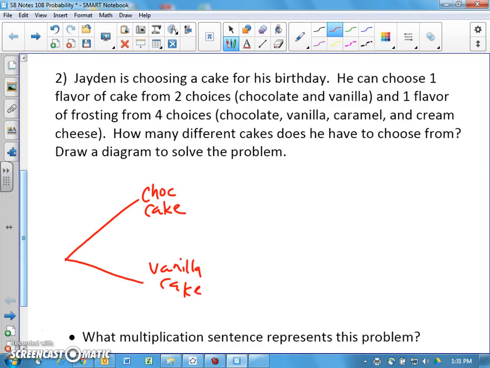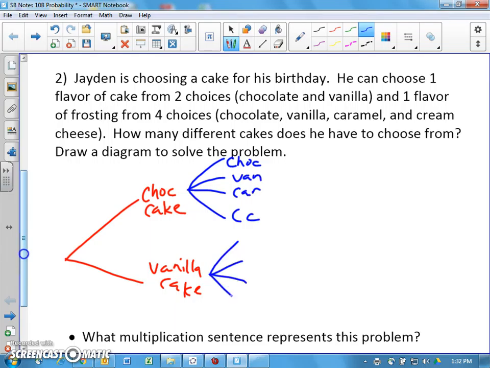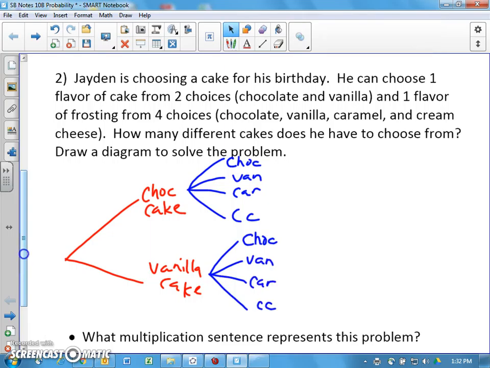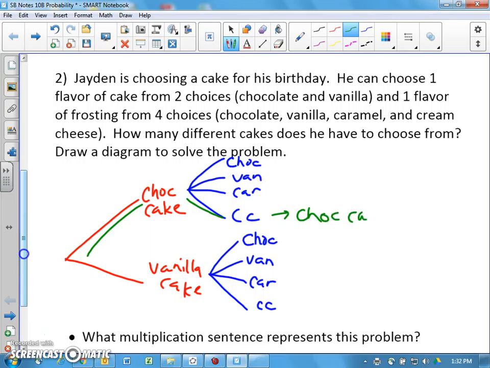Depending on which cake he chose, he still has 4 choices of frosting. So now, off of each of those cakes, I'm going to have 4 branches for the frosting. We have chocolate, vanilla, caramel, and cream cheese. The same choices exist if he chooses vanilla cake. He still has chocolate, vanilla, caramel, and cream cheese. So for example, he could have a chocolate cake with cream cheese icing. That's what this line would represent.